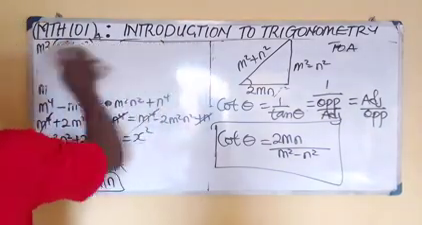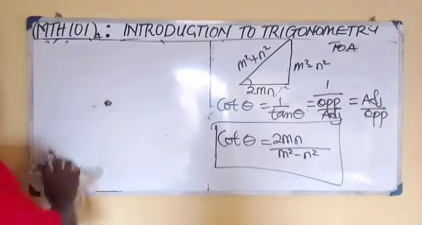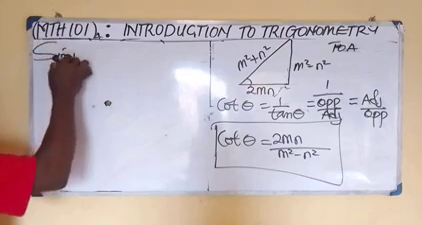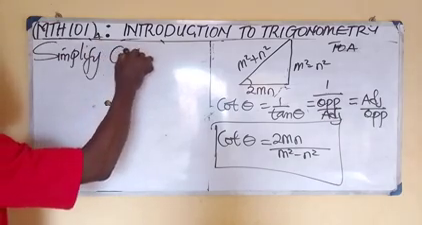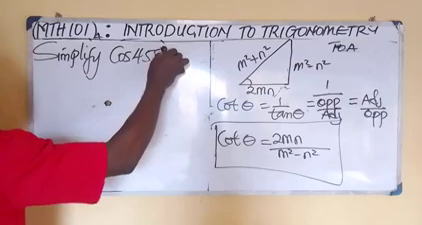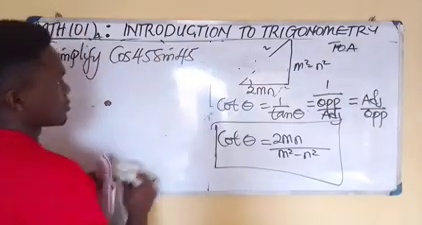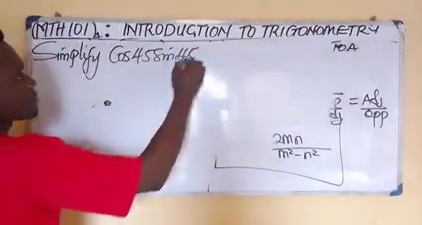What if, for example, you are given something like this? Like simplify cos 45 sine 45. Alright, simplify cos 45 sine 45.